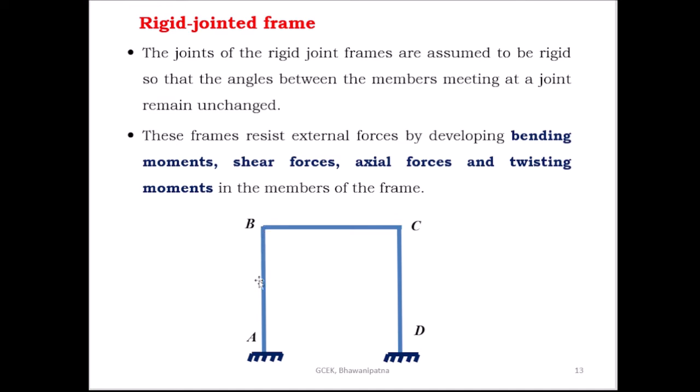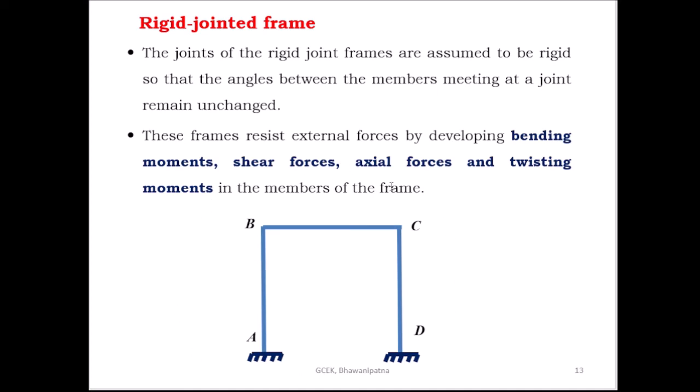Here this is a vertical member, this is a horizontal member, and this is the rigid joint. Here also this is a horizontal member, this is a vertical member, and this is the rigid joint. This is the fixed support at A and the fixed support at D. These frames resist external forces by developing bending moments, shear force, axial force and twisting moments in the members of the frame. Rigid jointed frames are of two kinds: the rigid jointed plane frame and the rigid jointed space frame.